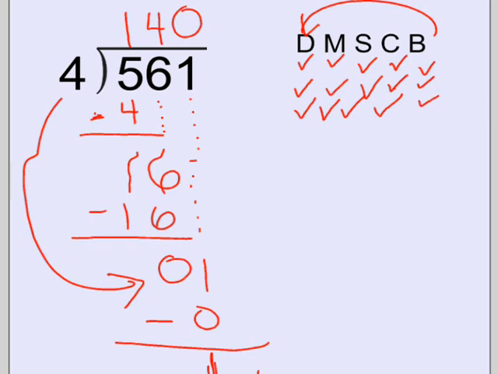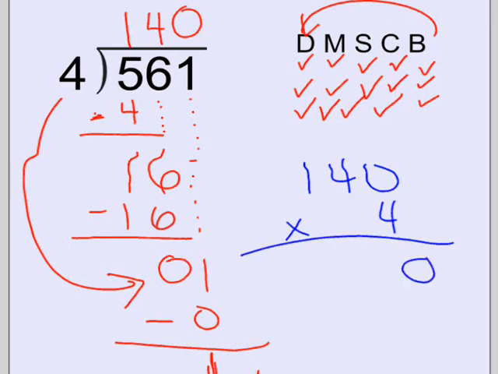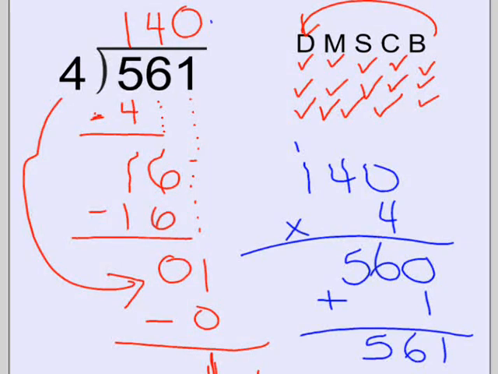So now, let's see if our answer makes sense. 140 times 4. You want to always check with multiplication. And as I check with multiplication, I'm going to add back in my remainder of 1. So the correct answer is 140 with the remainder of 1. I can put a little smiley face here because I got it correct.